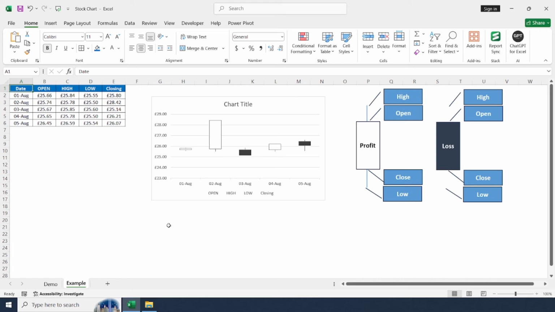In this video, we will be learning how to create a stock chart in Excel. This kind of stock chart shows stock volume traded and whether one made a profit or loss on the specified date. For example, we have a table that contains the stock price fluctuation data from 1st August to 5th August.